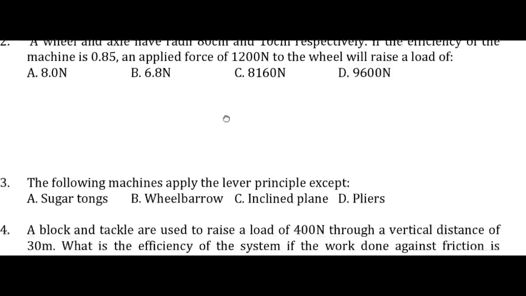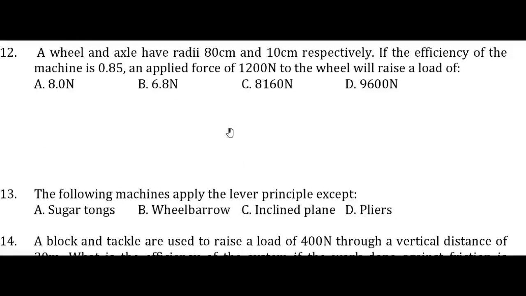Question 12 now. A wheel and axle have radii 80 cm and 10 cm respectively. All right. If the efficiency of the machine is 0.85, an applied force of 1200 Newton to the wheel will raise a load of dash. So effort is 1200 Newton. The radius of the wheel is 80. The radius of the axle is 10. And the efficiency is 0.85.